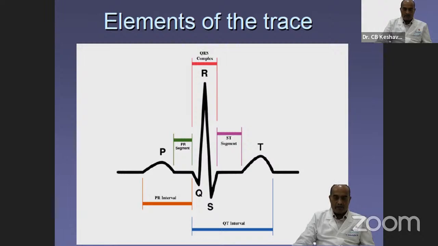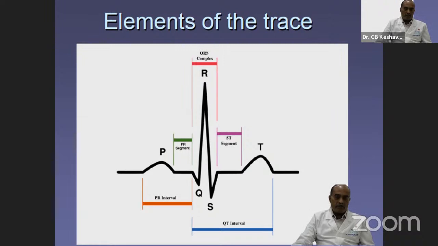So always remember that an interval contains a wave and a segment, whereas a segment contains only a straight line. It doesn't contain a wave. So this is called a PR segment. PR segment is between the end of the P wave to the onset of the first negative deflection. So in the ECG, the first positive wave is the P wave. The first negative deflection which you see is called the Q wave, which may be pathological or normal. We'll describe that in the later ECGs.